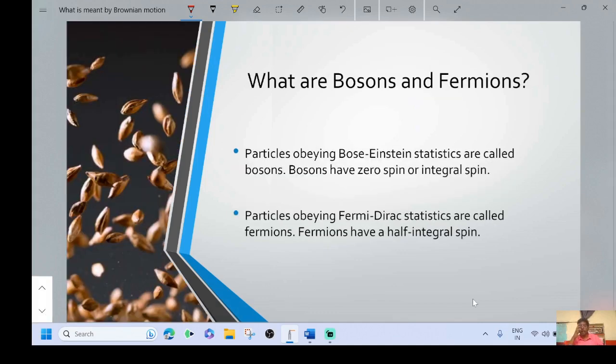What are bosons and fermions? Particles obeying Bose-Einstein statistics are called bosons. Bosons have zero spin or integral spin. For example, meson and photon come under this category. Particles obeying Fermi-Dirac statistics are called fermions. Fermions have half integral spin. Electron and proton come under the category of fermions.